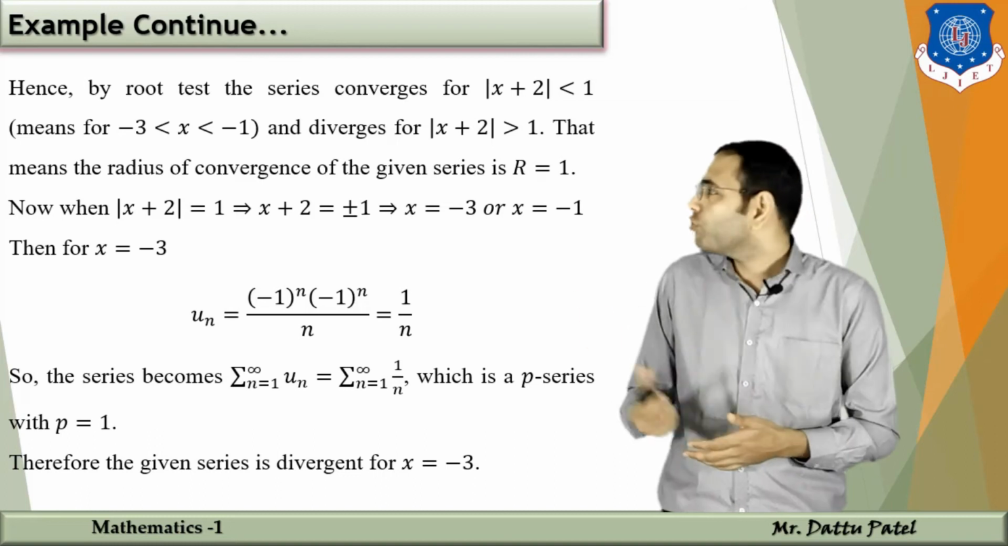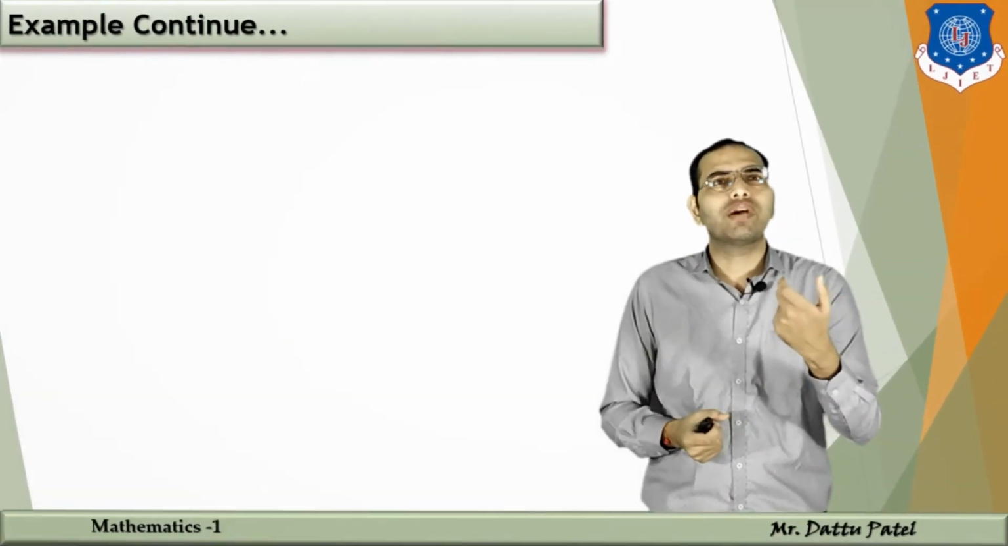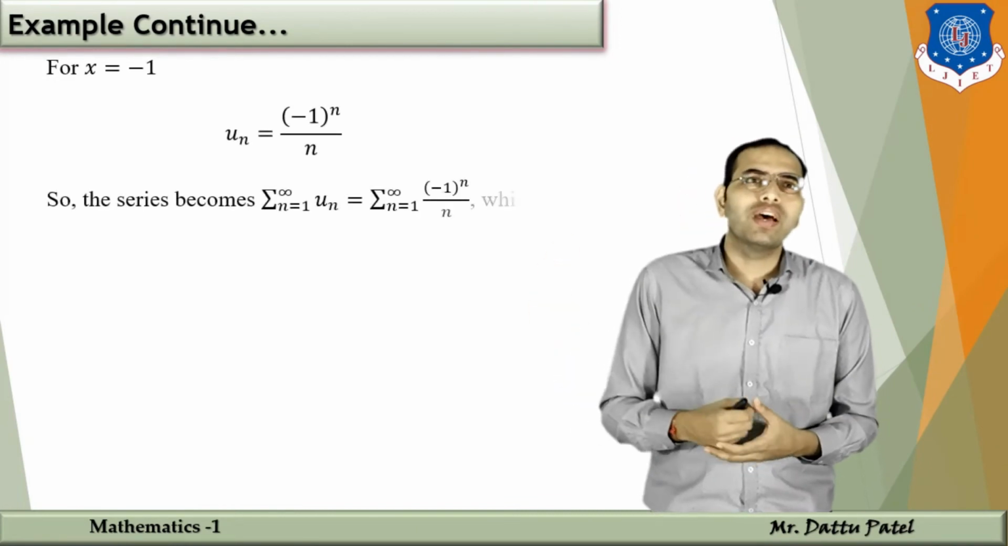Now let's see for x equal to minus 1. Substituting x equal to minus 1 in u_n, u_n equals (-1)^n upon n.